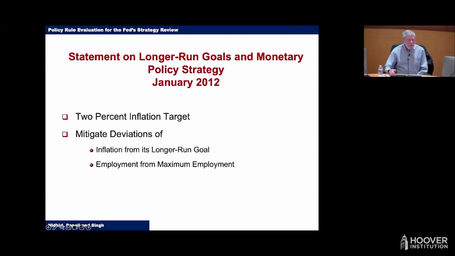Now, the history of this is that the first statement of longer run goals in monetary policy strategy in January 2012 made the 2% inflation target official and mitigated deviations of inflation from its longer run goal, and employment from maximum employment. Oh, let me stop. I'm happy to take questions at any time. I don't need to wait for 45 minutes.